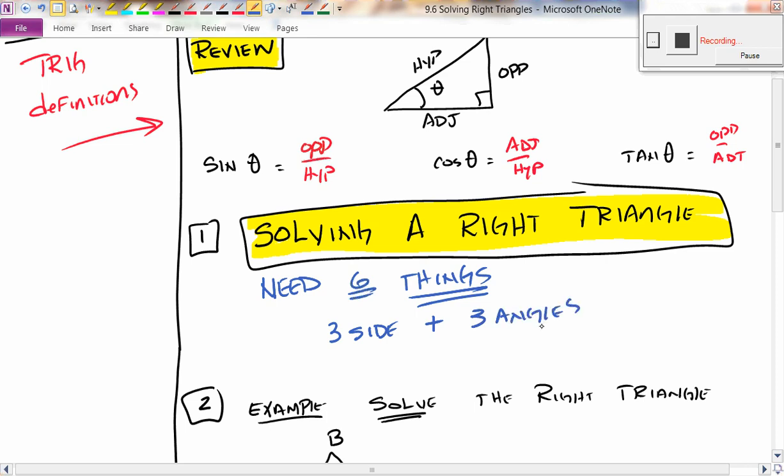What do you think about that? Is that easy, medium, or hard? That's easy. You need 3 sides and 3 angles. So whenever the directions say, hey, solve this right triangle, what they're really asking is, please give me all 3 sides, and please give me all 3 of the angles. Does that make sense? Okay. So that's what solving a right triangle means.